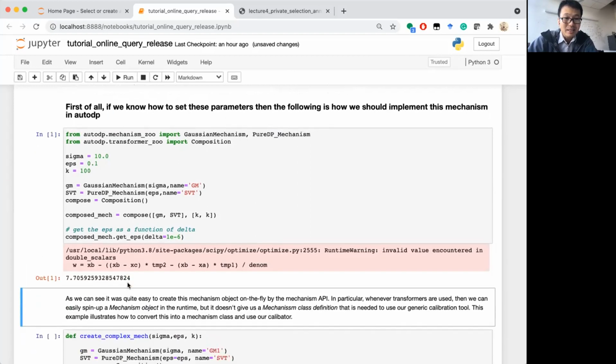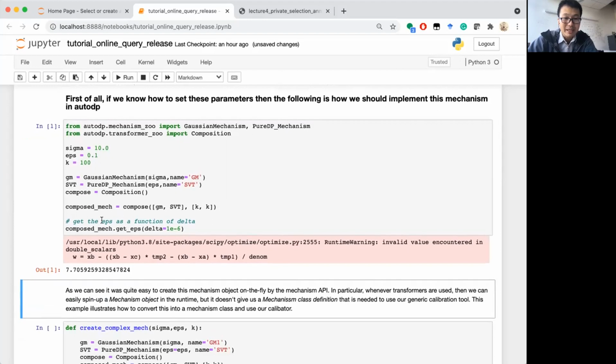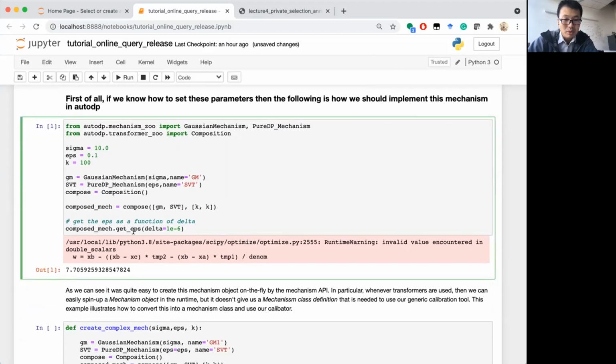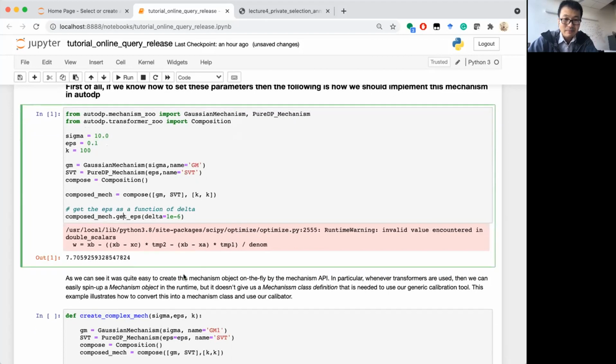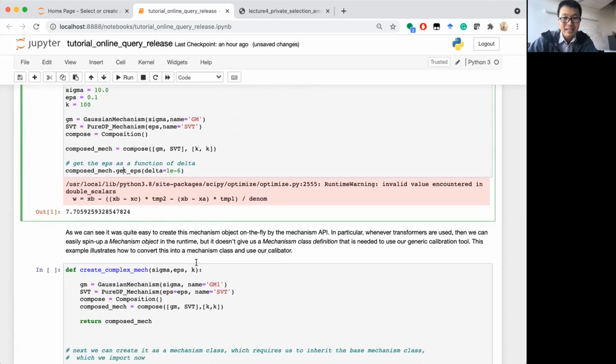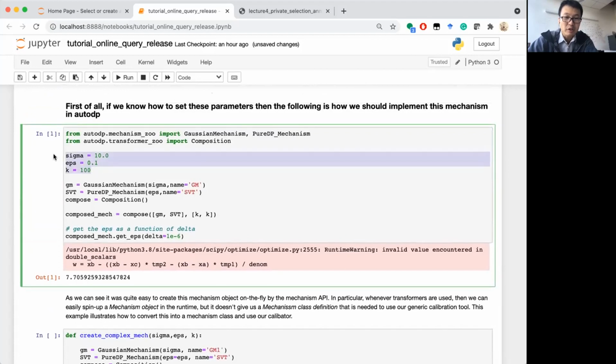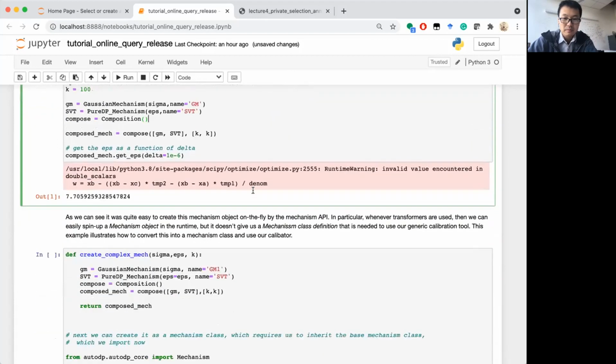And as we can see, once we run this compose mechanism and then use this get epsilon or get approximate DP with a given delta, it outputs this epsilon parameter by doing all the mathematical analysis underneath. Okay, so it's quite easy to create this mechanism object on the fly if you know what these parameters are, what parameter to choose.